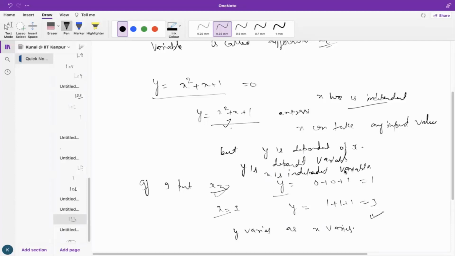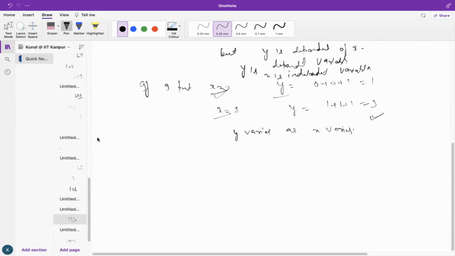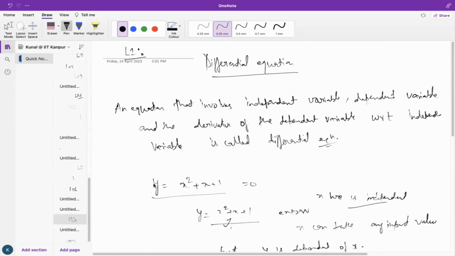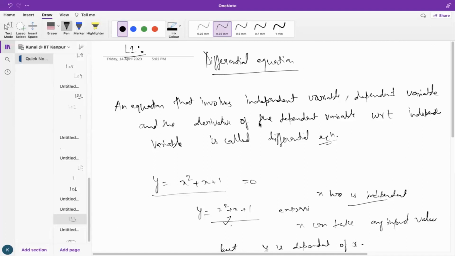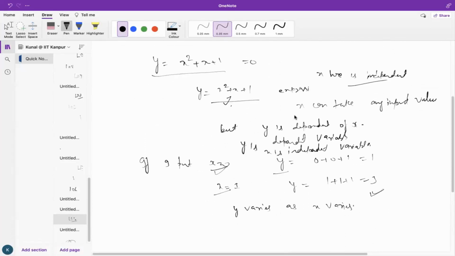Now, the differential equation is connected with the derivative of the dependent variable with respect to the independent variable. The first concept we learned is what dependent and independent variables are. A dependent variable is one that depends on the value of another variable. Like y here depends on the value of x. As x varies, y also varies. So y is the dependent variable and x can take any value, so x is the independent variable.